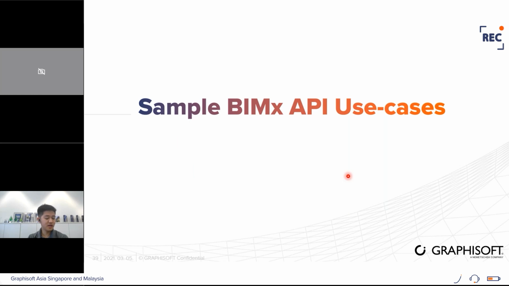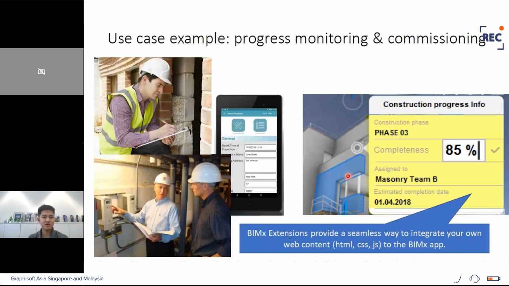Here are some sample BIMx API use cases to give you an idea of what you can do with it. For progress monitoring and commissioning, you can set the completeness. These come from a web service or a web app, and after they update it, it will reflect in the other side's database as well. So they keep the checking and the collaboration seamless.